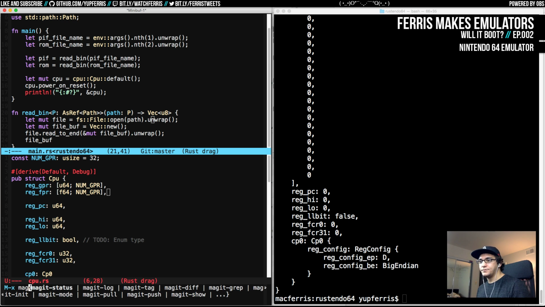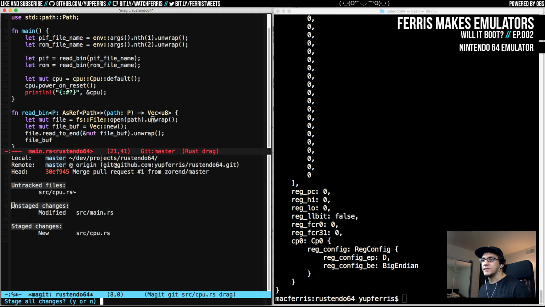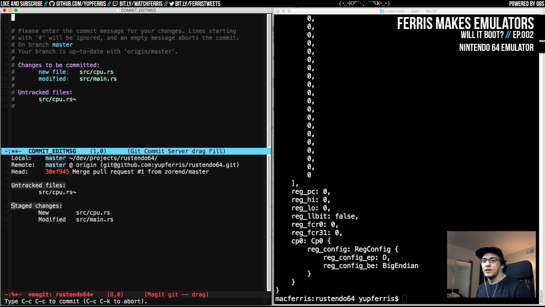I'll do a little commit. I got asked about this last time. My editor setup is just Emacs, and this Git client is called Magit, M-A-G-I-T. Type that in the chat. It's really, really good. But I think Vim also has a built-in editor for doing this. But yeah, so I'm just staging everything, then I'll commit. More CPU modeling.